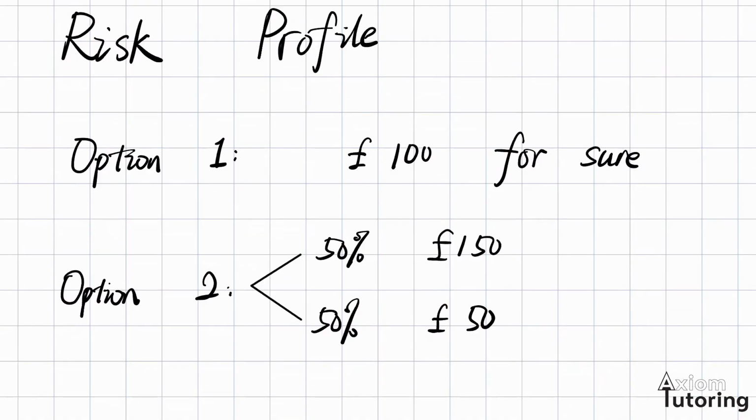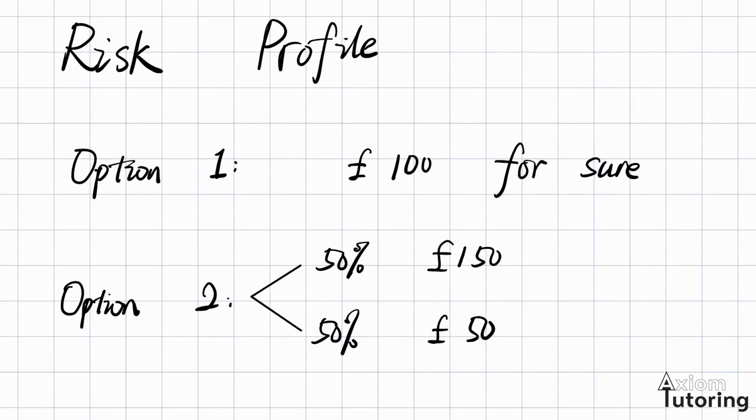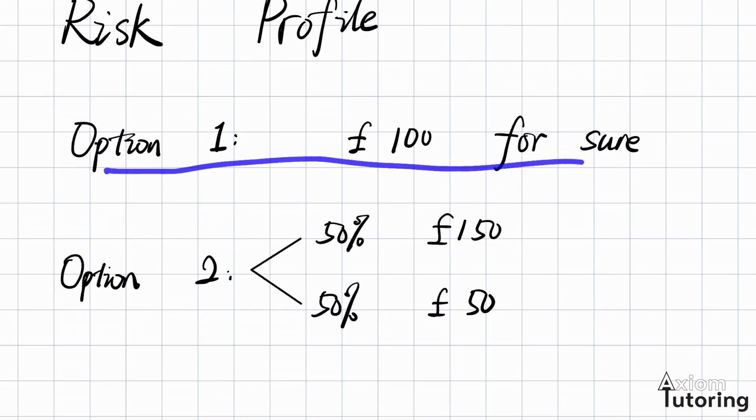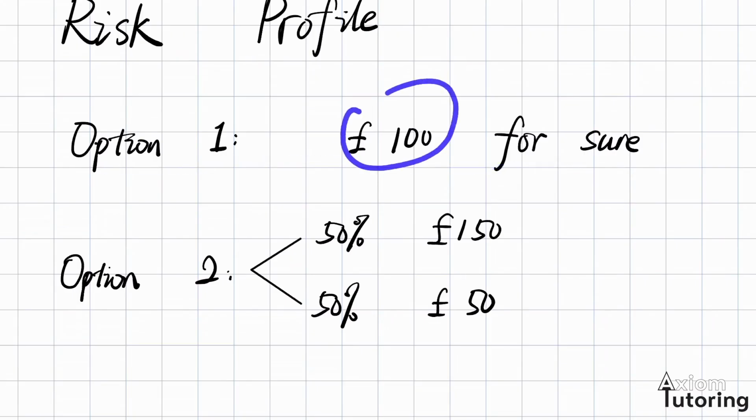So suppose we are provided with different options. The first option, you can receive £100 for sure. So there's no variance in it. There's no risk associated with this option. You just get £100 for sure. So if we have to calculate any variance or risk for this option, that will be exactly 0 because that's a constant here.